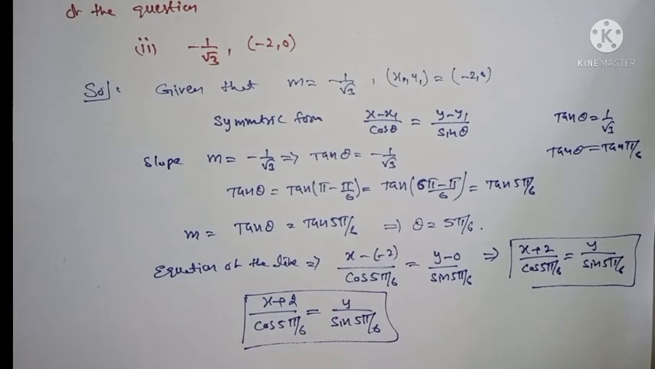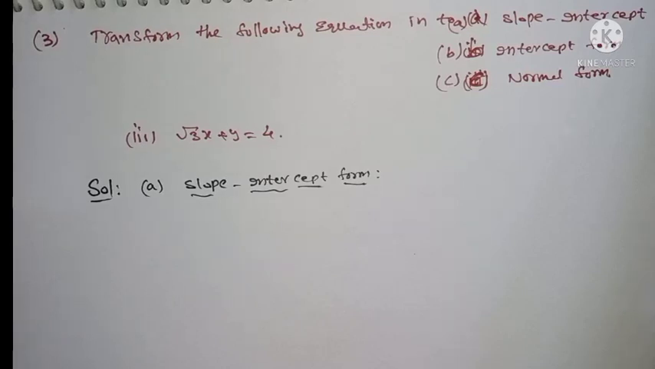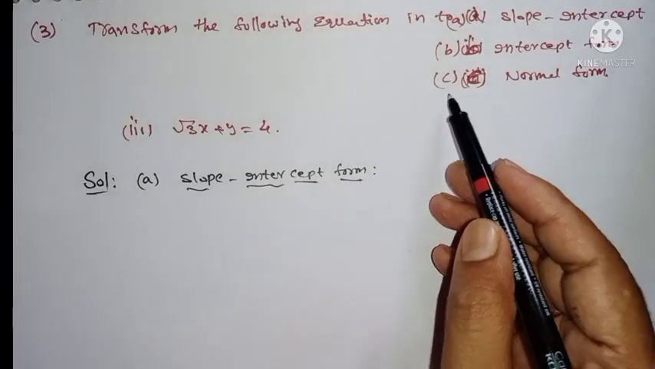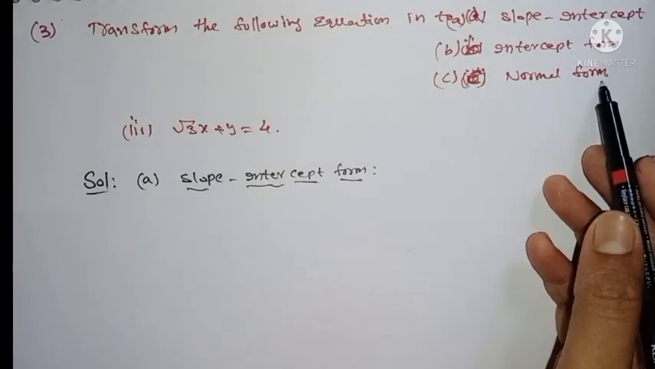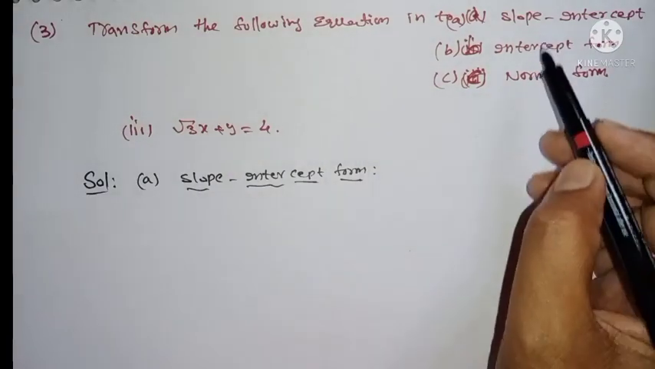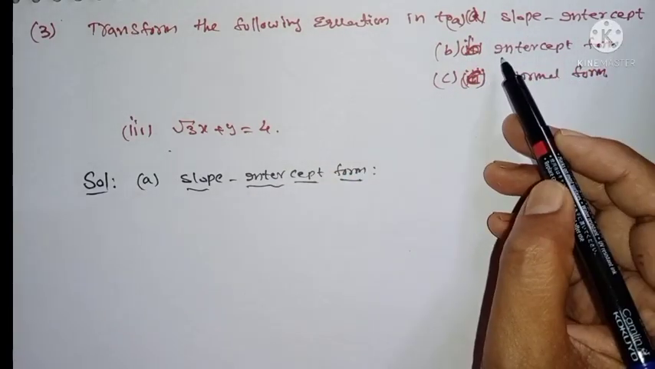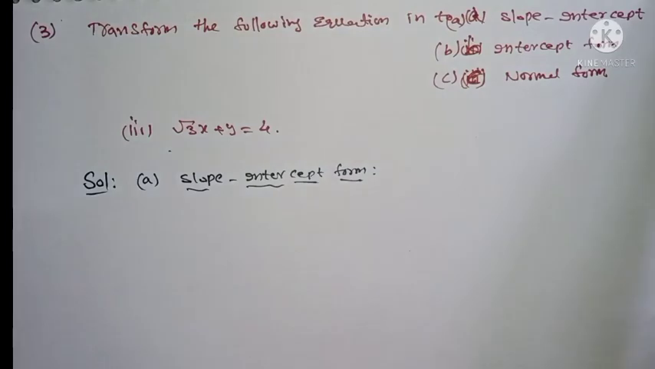Next question. This question is also done in the solved problems, but I will explain once again. Transform the following equation into three forms: A, slope intercept form; B, intercept form; and C, normal form. You have to change it into the three forms. One equation can be interchanged between the slope intercept form and normal form.